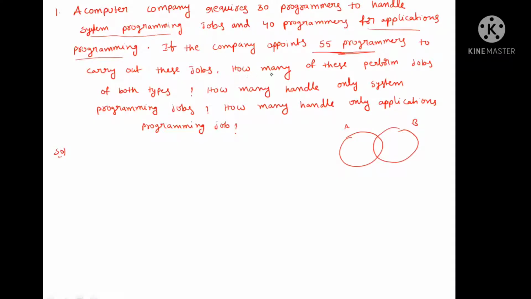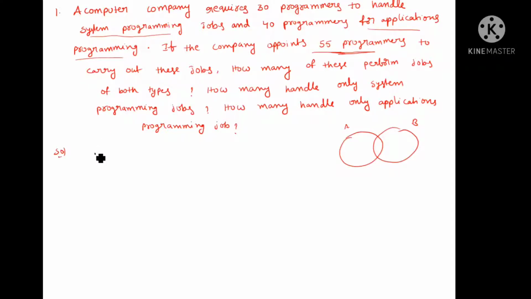Now the question is, how many of these perform jobs of both the types? In these 55, how many can do both the jobs? How many can do only system programming jobs? How many can do only application programming jobs? They are asking. So how many types of jobs does the company require? The company requires two types of jobs. First one is system programming. Second one is application programming.